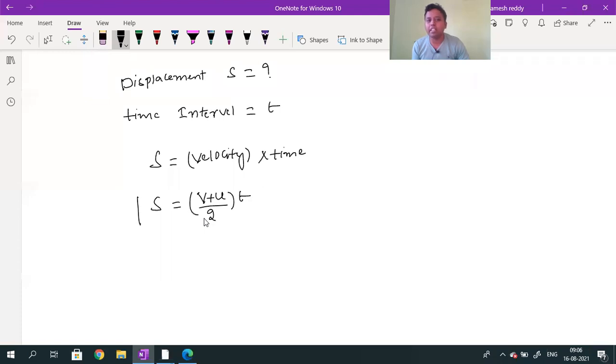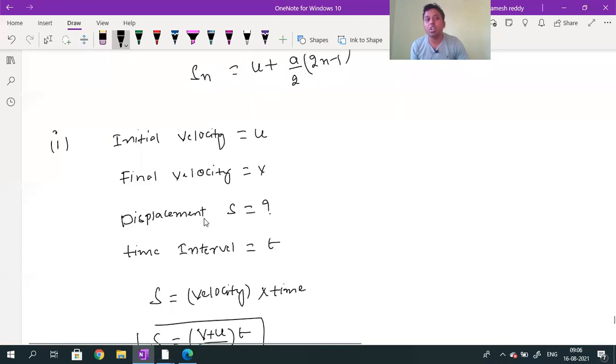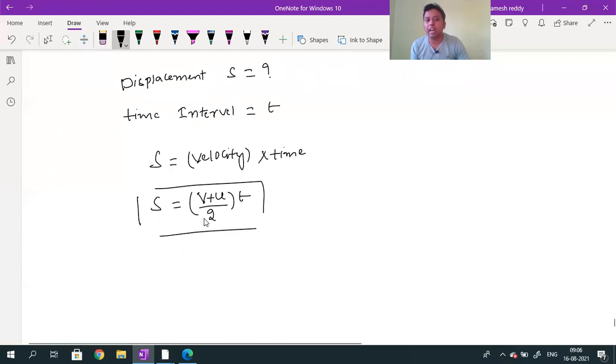So whenever they give the initial velocity and final velocity, we can calculate the displacement by this formula. This is not for uniformly accelerated motion. If they do not mention that the motion is uniformly accelerated, and acceleration is also not given, then I can calculate the displacement by average velocity into time: (v plus u) by 2 into t. Is this clear?